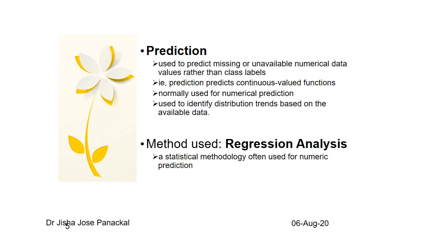So we can predict the numerical data values here. So normally used for numerical prediction. It is used to identify distribution trends based on the available data. For prediction, we are using regression analysis, which is a purely statistical method that can be used for predicting a numerical value. So it is a statistical methodology often used for numerical prediction.